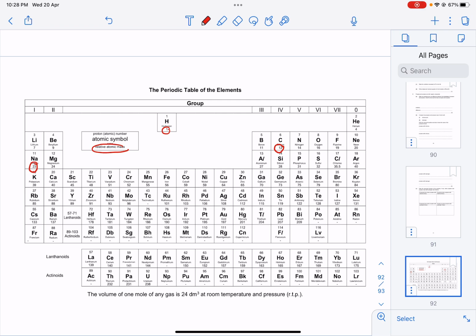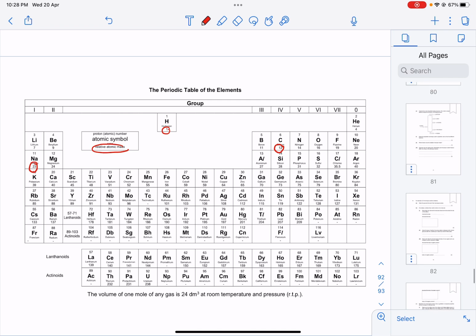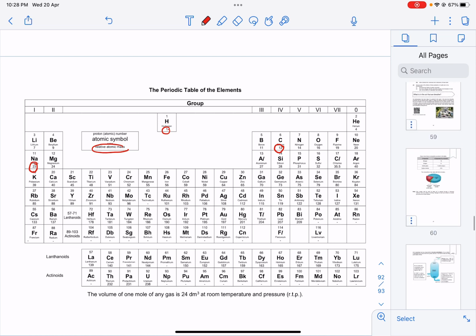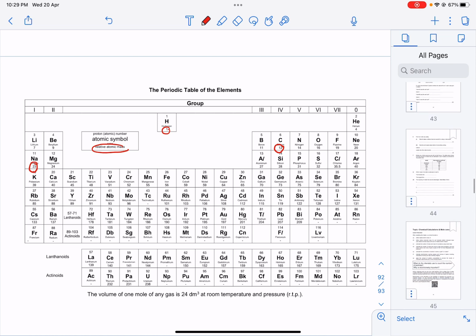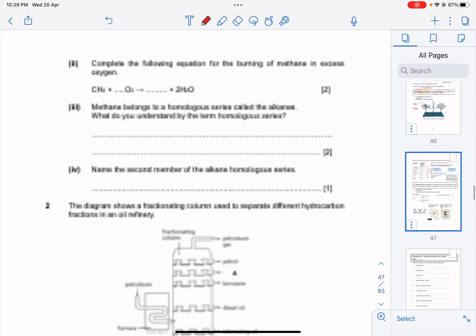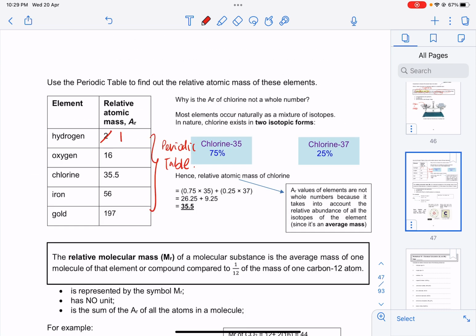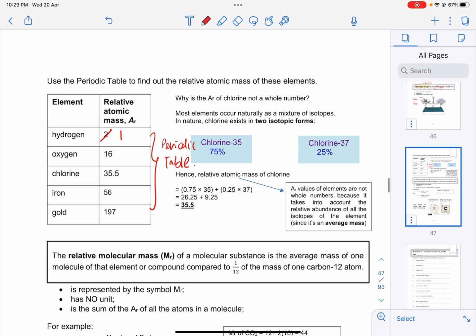Let me bring it back to the notes again, page 46. Okay, 47. So you can find the atomic mass from the periodic table. Now, I will skip some parts over here and just go to the important details. You can read it on your own, and if we have time, I'll explain it to you next time.